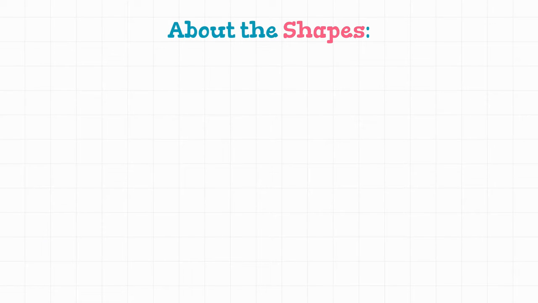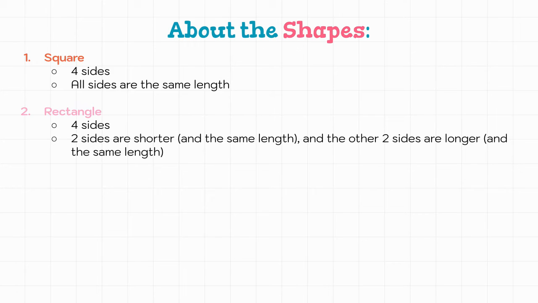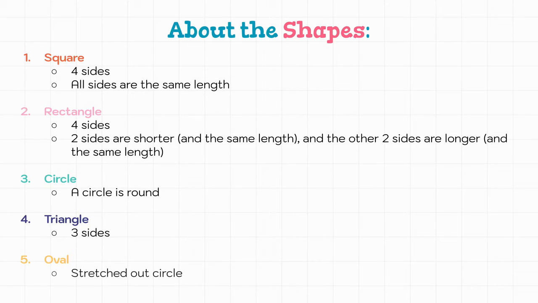About the shapes. 1. Square. They have 4 sides and all the sides are the same length. 2. Rectangle. Rectangles also have 4 sides. 2 sides are shorter and the same length, and the other 2 sides are longer, which are also the same length. 3. Circle. A circle is round. 4. Triangle. Triangles have 3 sides. 5. Oval. Oval is basically a stretched out circle.